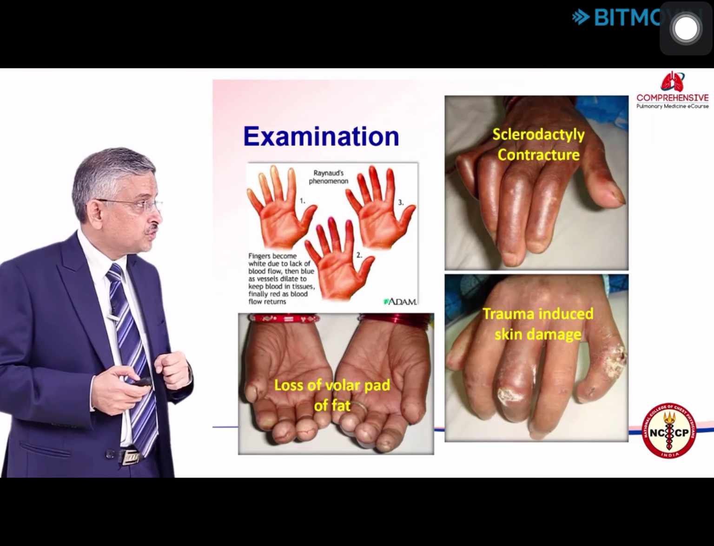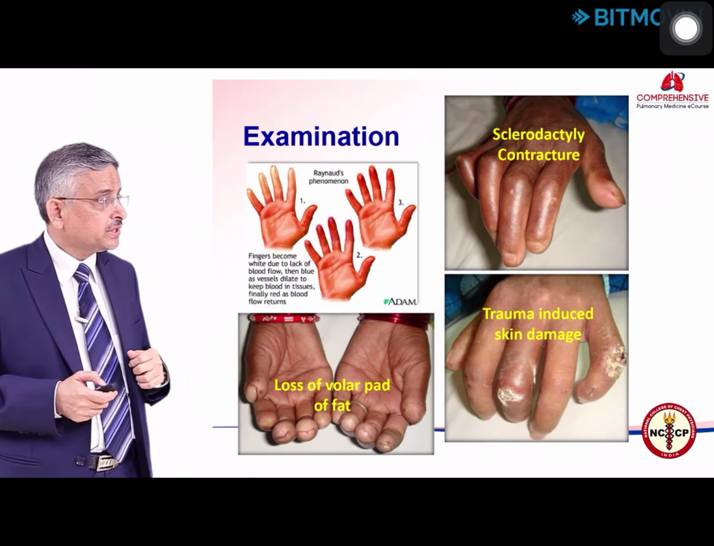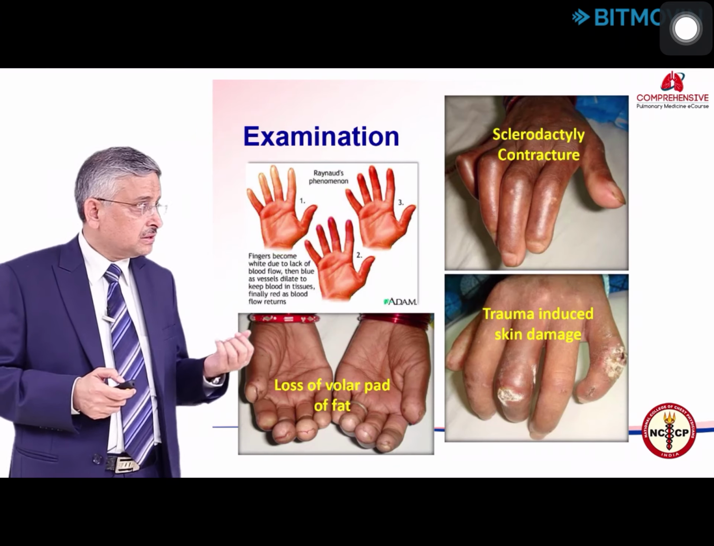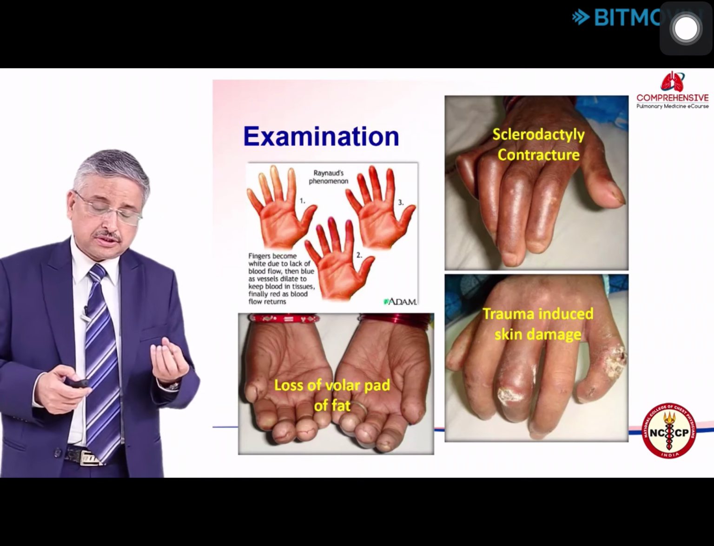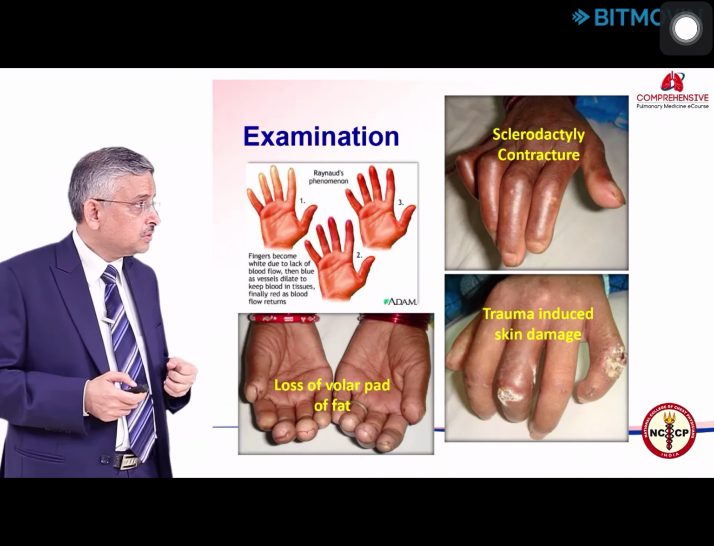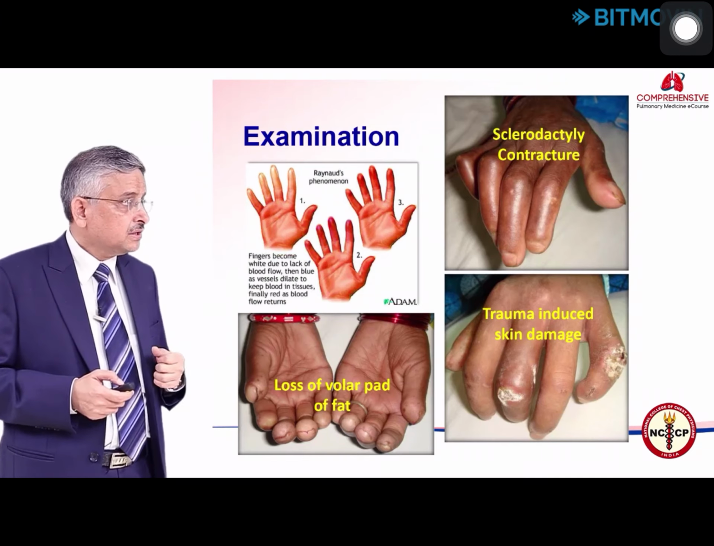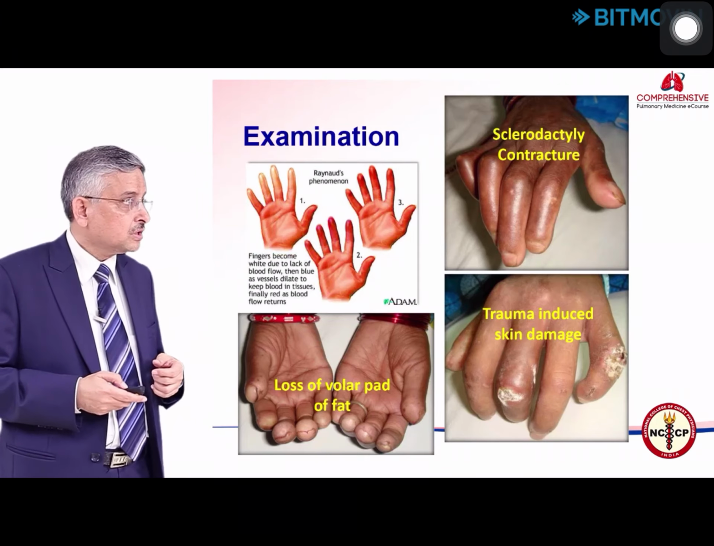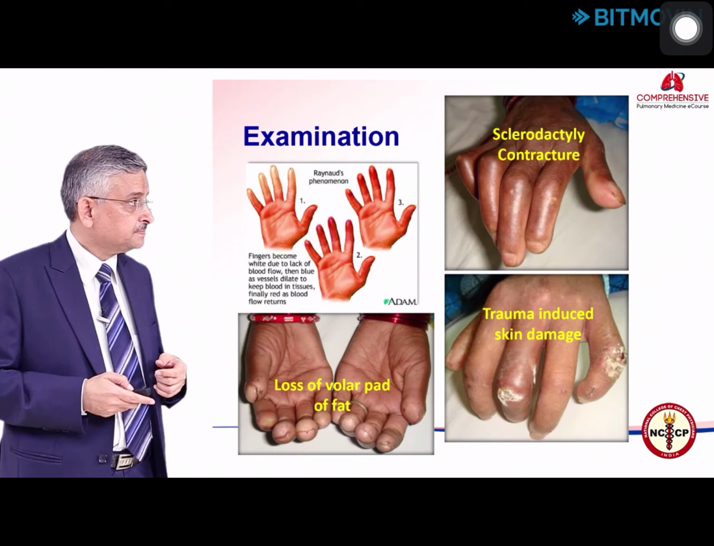Also look for Raynaud's phenomena, and some of these patients will have sclerodactyly or will have trauma and lesions at the tip of their fingers, or there could be a loss of the volar pad of fat. Again, all of these on examination will give you an idea that you are dealing with a patient who has an underlying connective tissue disease.